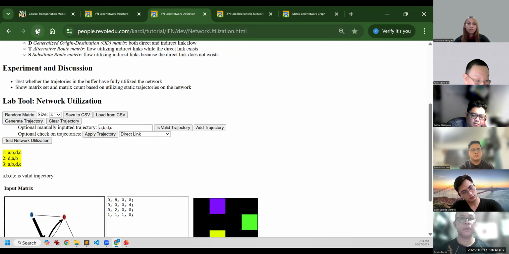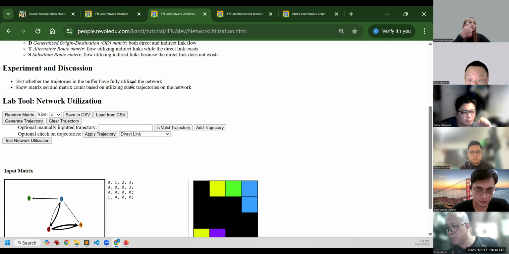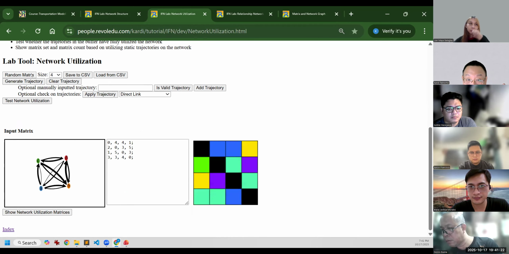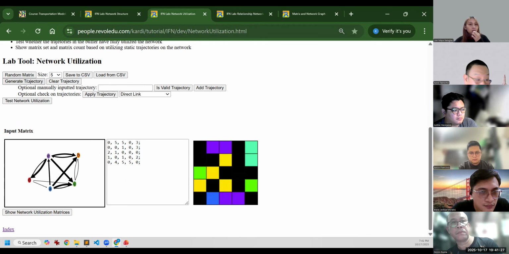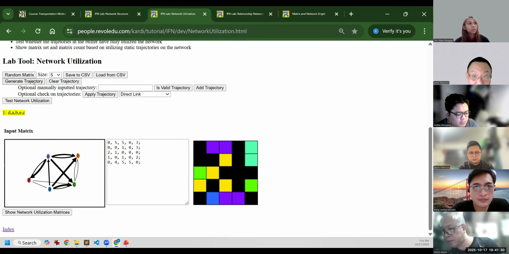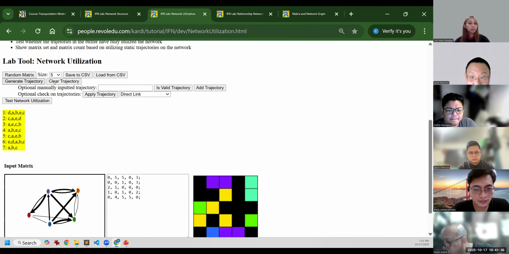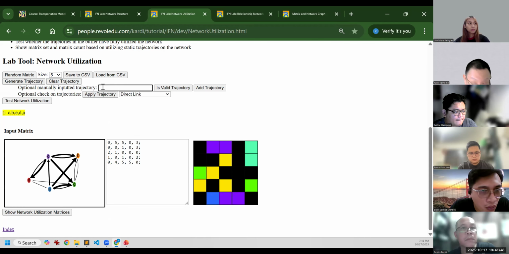Can you go to model and then go to this lab, network utilization. In this lab, all you need to do is generate a random matrix of any size you want. Then you can generate trajectories like this. Just click and you will generate a random trajectory. If you don't like it, you clear. Or you can manually input a trajectory. For example, this one, I copy and put it here.